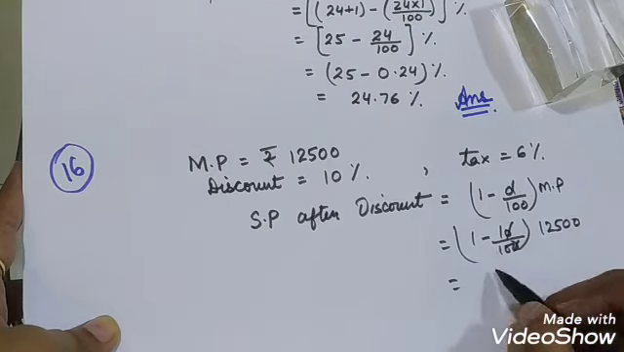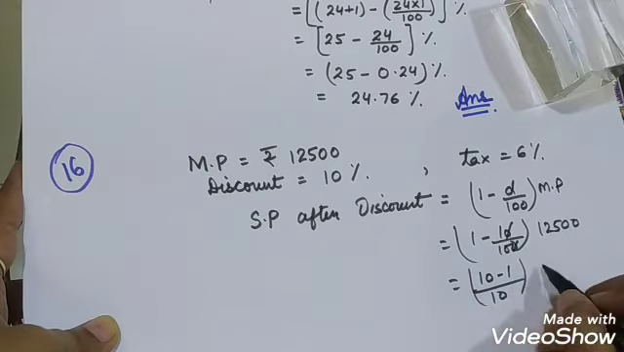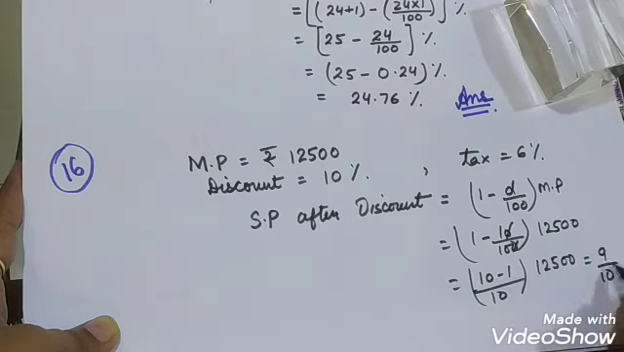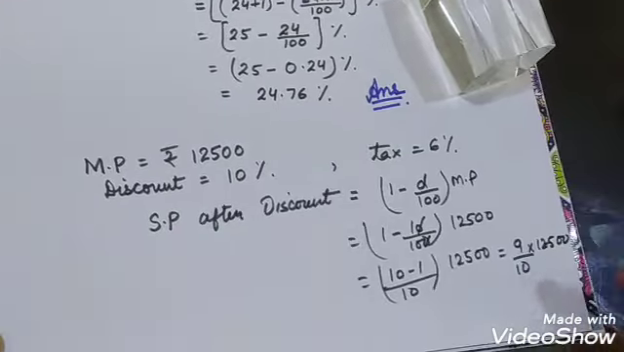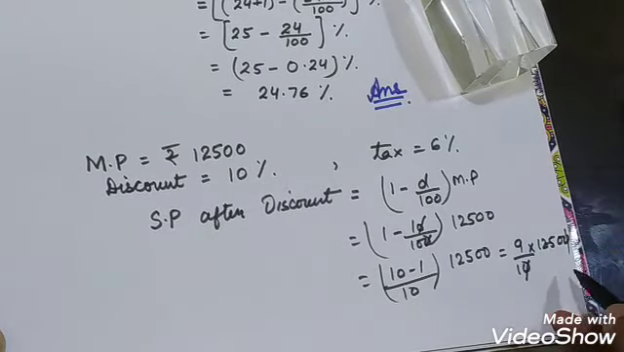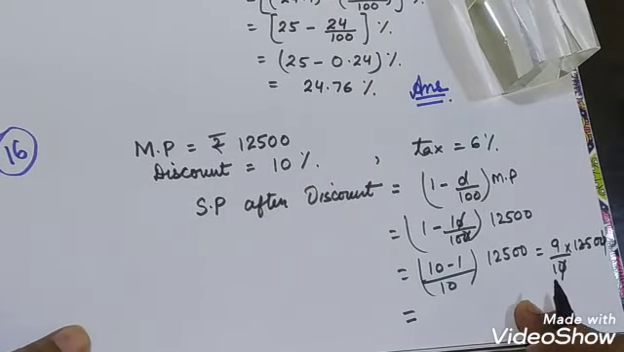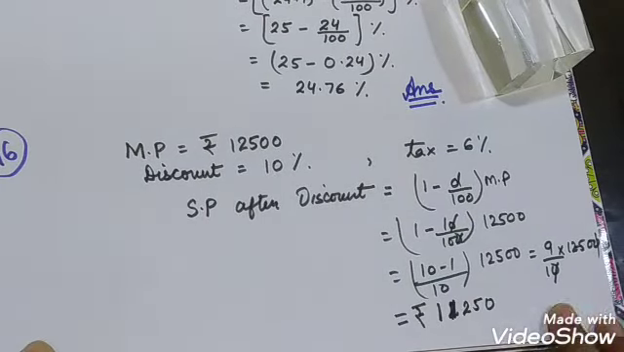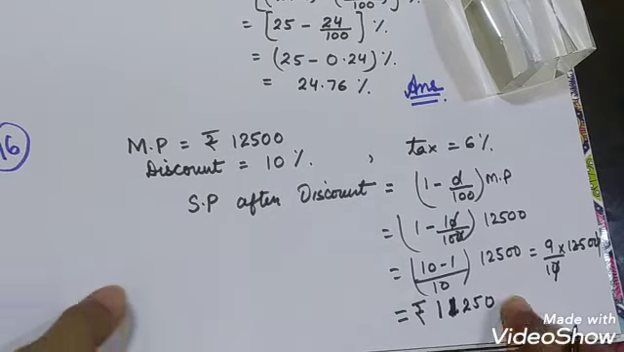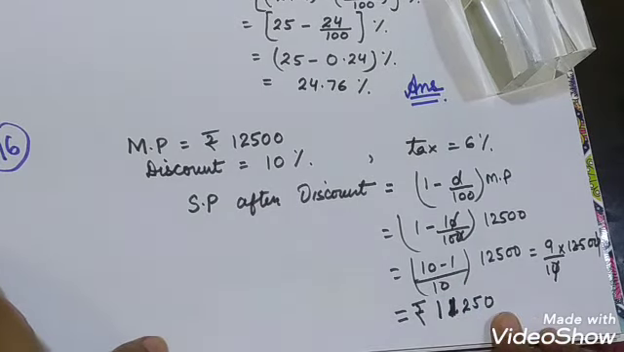0 0 cancel out, and then we will take LCM. 10 minus 1 upon 10 into 12500, it will be 9 upon 10 into 12500. 0 and 1 0 cancel each other, and when you multiply it with 9, we get rupees 11,250. This is the selling price after discount.